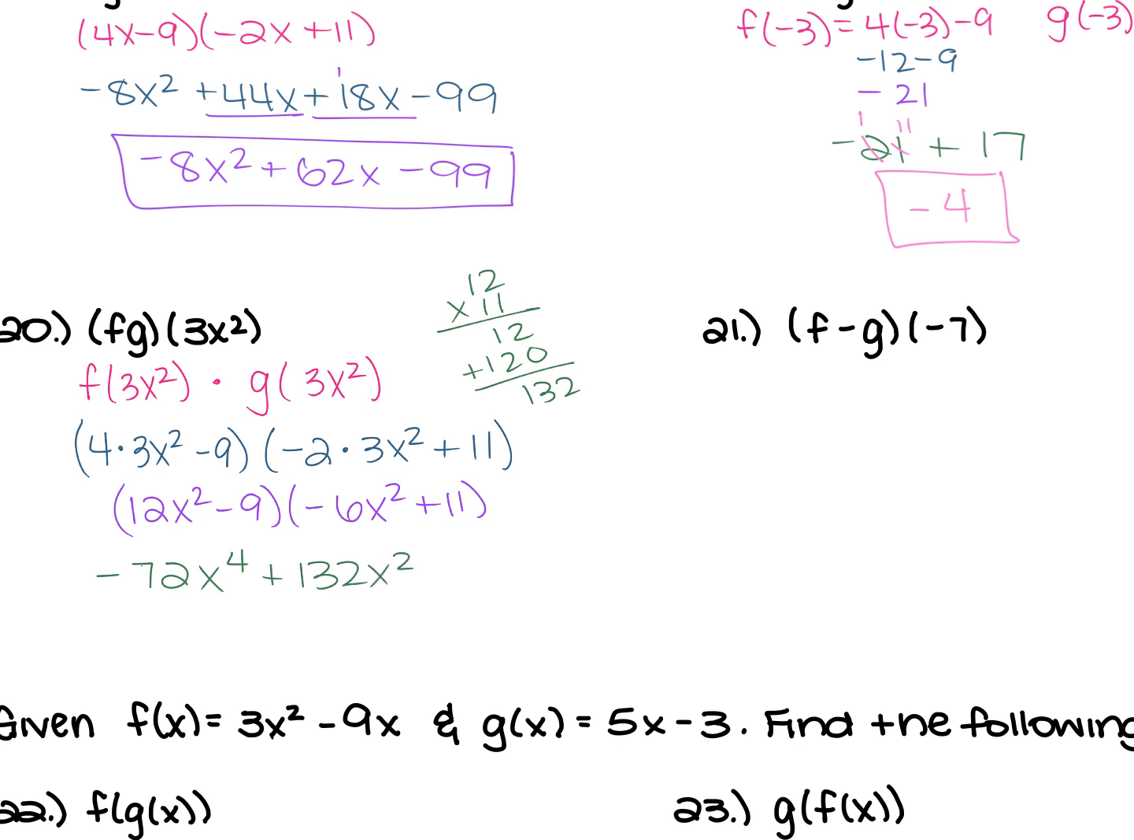So we said that's going to be positive 132x squared. Then we have negative 9 times negative 6x squared, which is positive 54x squared. And negative 9 times 11, which is negative 99. From here, combine like terms. Your like terms are the 132x squared and the 54x squared, which gives you negative 72x to the 4th power plus 186x squared minus 99.